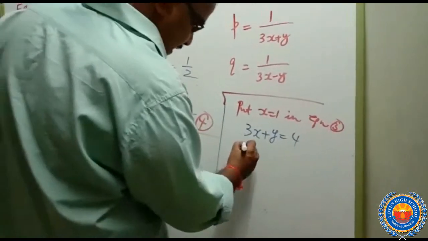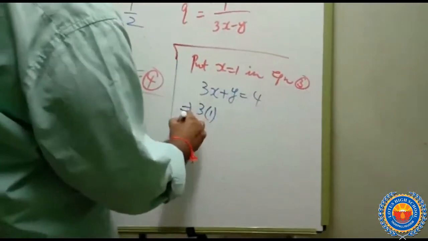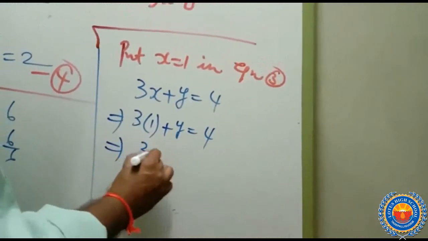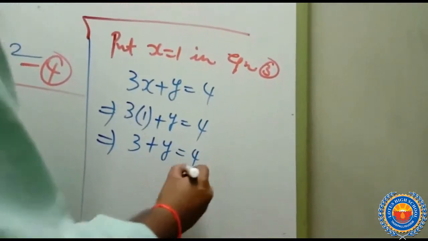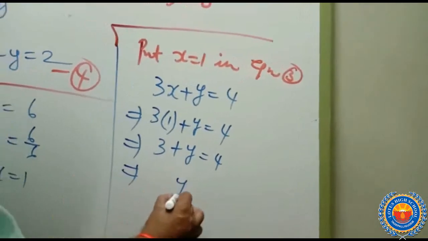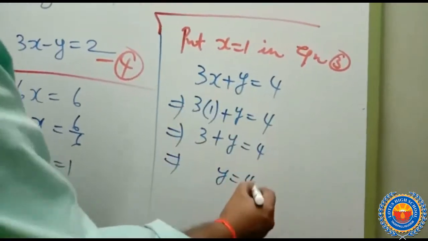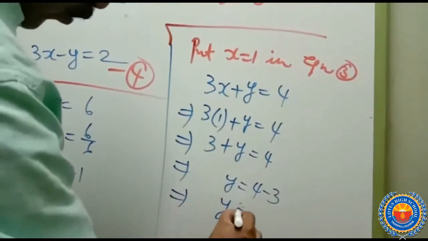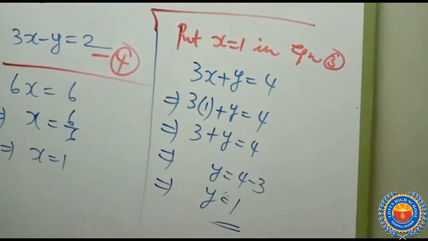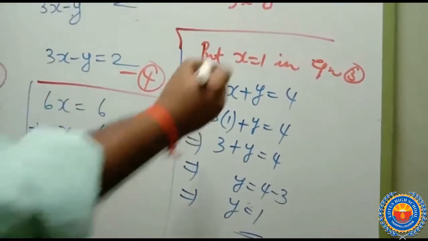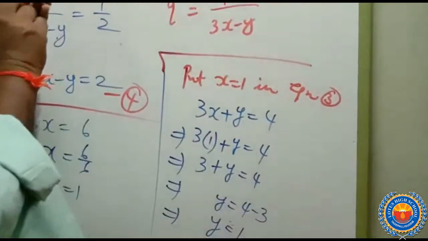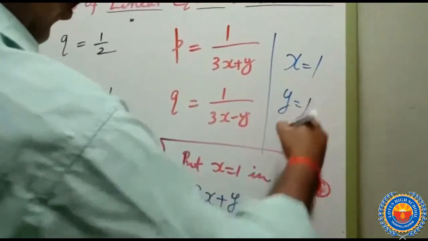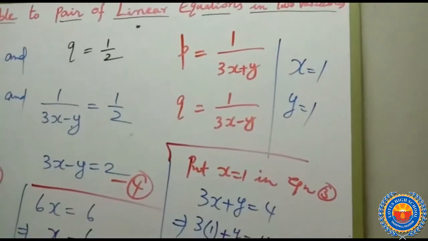3 into x, 3 into 1, that implies 3 into 1 plus y is equal to 4. 3 ones are 3 plus y is equal to 4. That implies y is equal to 4 minus 3, transposing. That implies y is equal to 1. I got x is equal to 1 and y is equal to 1. Finally I got x is equal to 1 and y is equal to 1. This is the final answer for the second question.